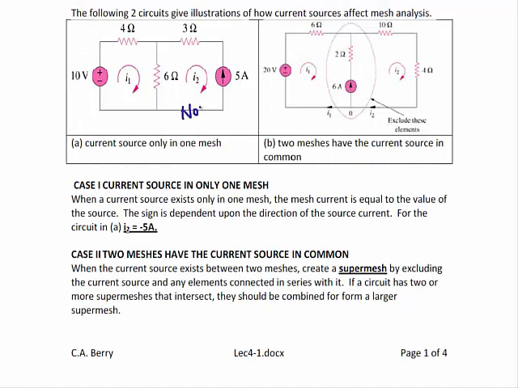So no KVL over the current source itself. But over here, the KVL equation for the supermesh is actually going to be the sum of the voltages: negative 20 plus 6I1 plus 10I2 plus 4I2 equals 0. And the KCL equation for the supermesh is the relationship between I1 and I2. Since I2 enters the bottom node and I1 leaves the bottom node and the 6 amp leaves the bottom node, the KCL equation is I2 is equal to I1 plus 6.